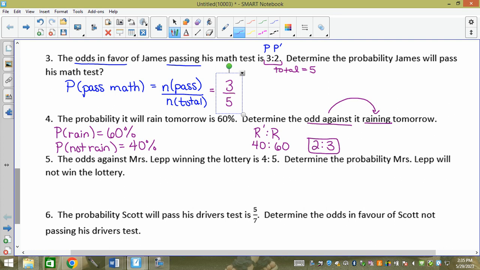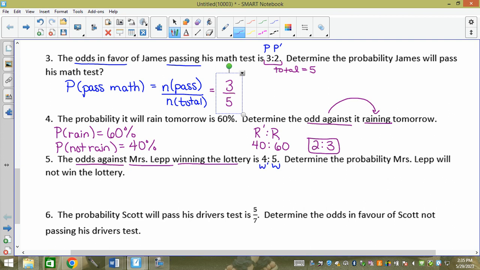Okay. The odds against Mrs. Lepp winning. So which one of these is winning? The 4 or the 5? Odds against Mrs. Lepp winning. The 5. See, look, I would have thought it was hilarious. It's even better than nothing.